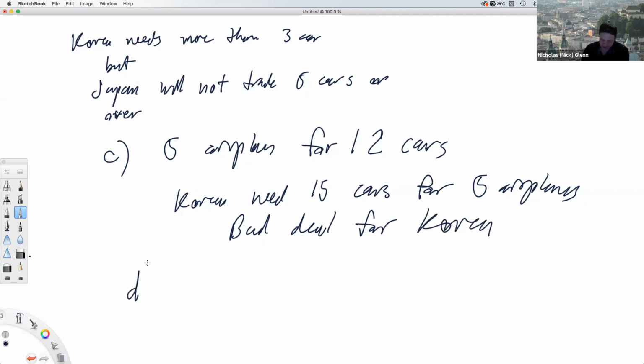Okay, and D was: Japan and Korea could not both gain from trade with each other at any price. We know it's not true because with B they do gain from trade. So the answer is B there.